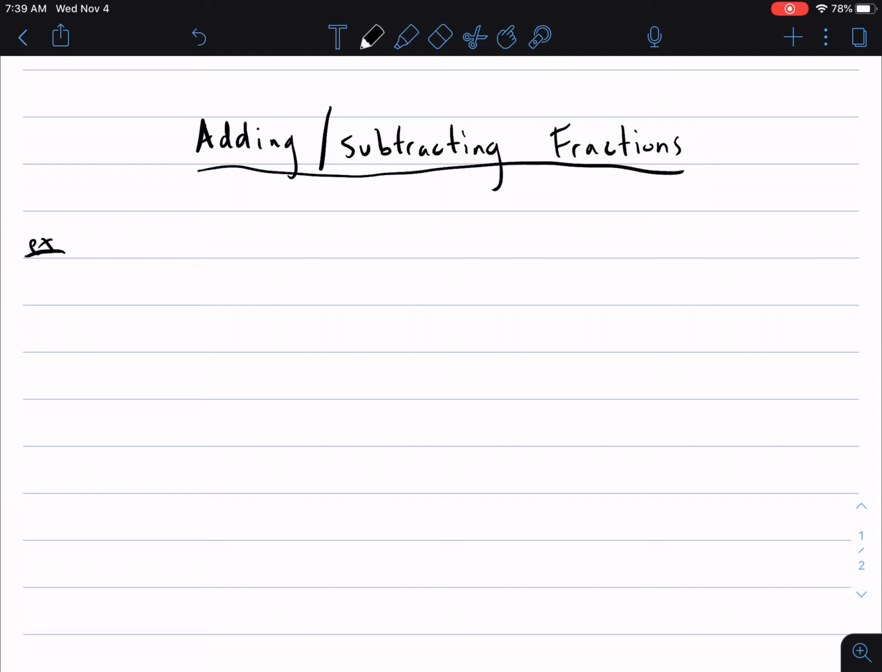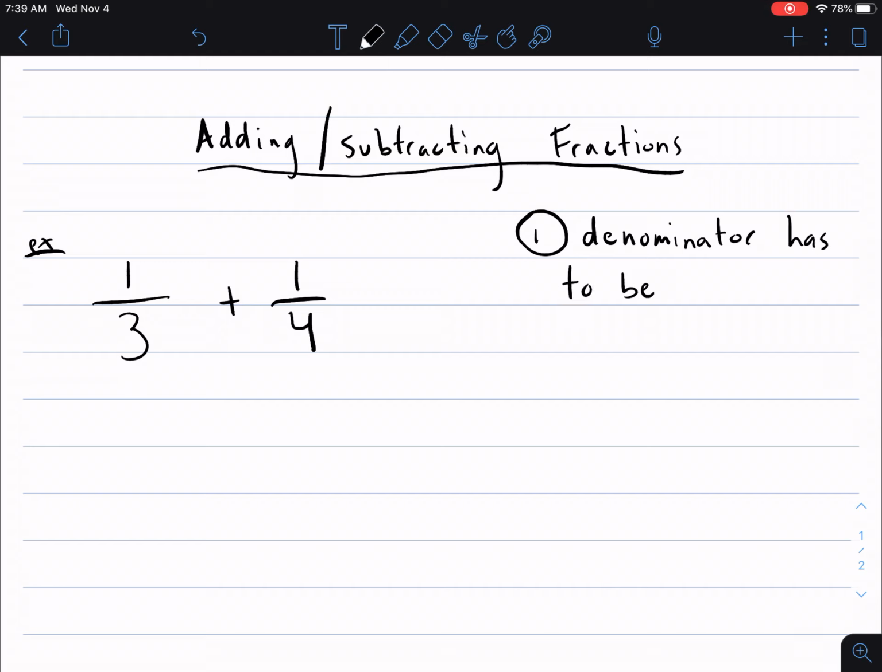I have 1/3 plus 1/4. To add or subtract, the denominator has to be the same. So the first step, the denominator has to be the same.